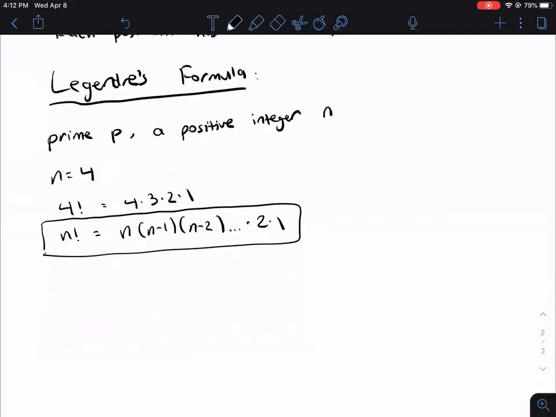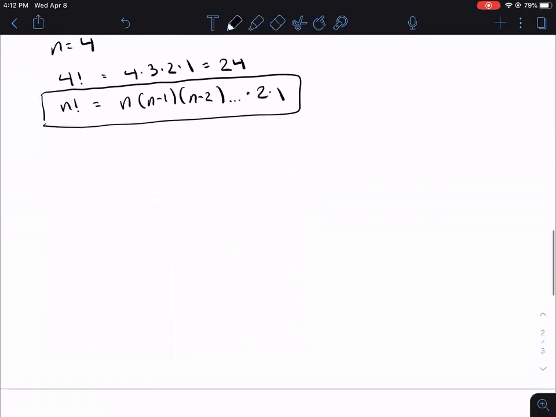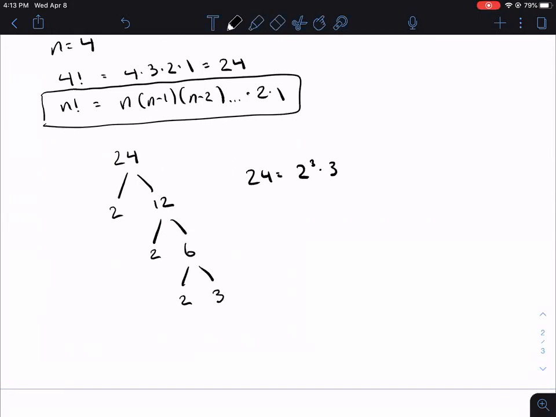So let's consider 4 factorial. It's pretty easy to compute this. 4 times 3 times 2 times 1 is equal to 24. So let's prime factorize 24. It's 2 times 12, and 12 is 2 times 6. So this is 2 times 3. Yeah, Ryan said it. 24 is 2 to the third times 3. Does this make sense to everybody?